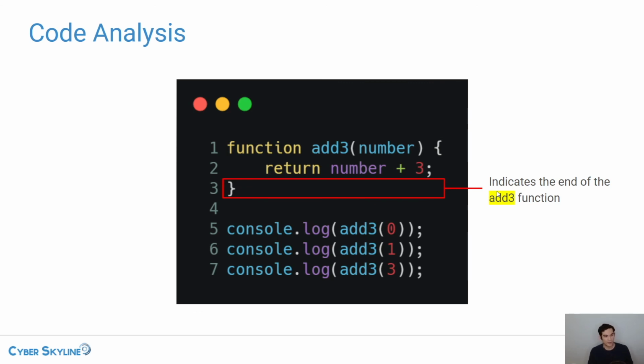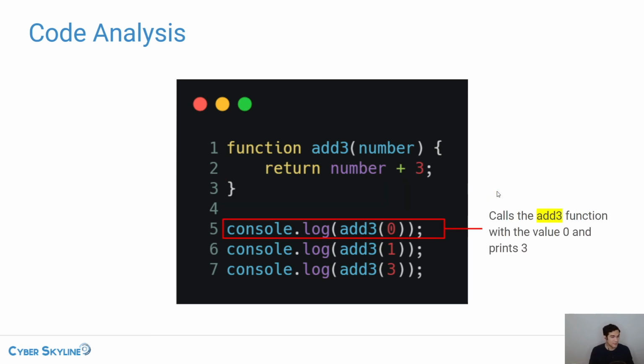I mentioned this before. That's the curly brace close. And so this means that in lines 1 through 3, we define this add3 function, which will just take whatever you give it, and then you add 3 to it, and that's what gets returned. And then now we have some additional lines here.